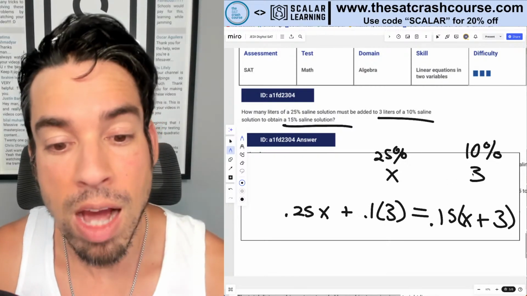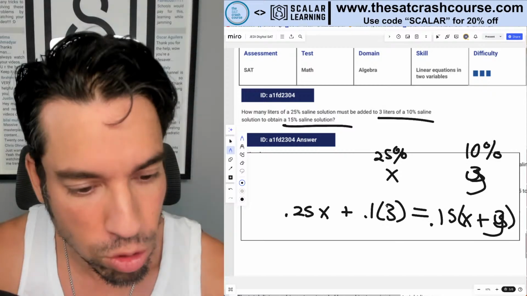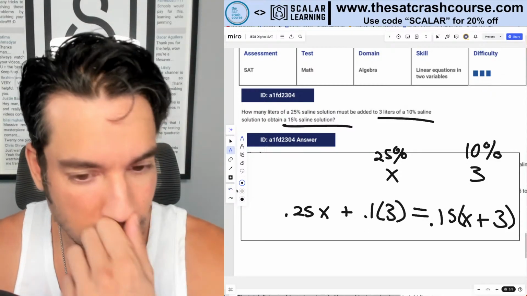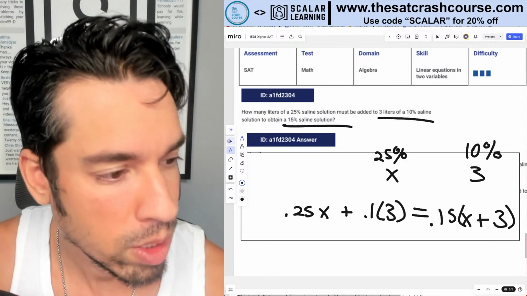Now, if I did initially say Y here, that would have been fine. It would have been X plus Y, and this would have been Y. But then later on, it would have been, oh yeah, Y is equal to 3. You just sub it in, right? So anyways, that's it.